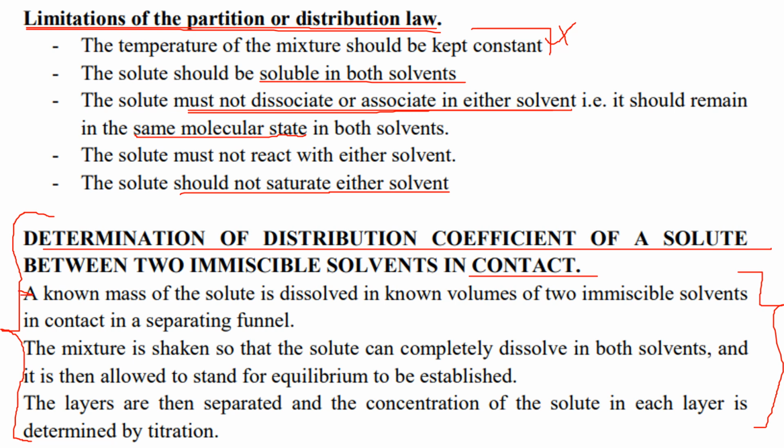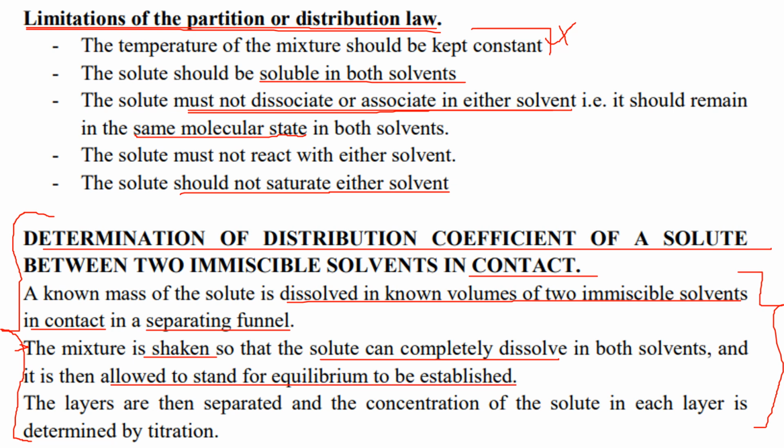So starting, we are saying that a known mass of a solid is dissolved in known volumes of two immiscible solvents, but these immiscible solvents are always in contact, and this experiment is carried out in a separating funnel. And as Roman number 2, the mixture is shaken so that our solid can completely dissolve in either of the solvents and then allowed to stand for equilibrium to be established.